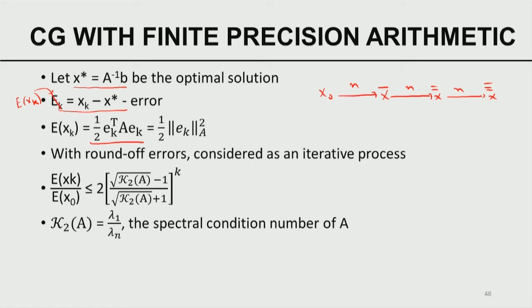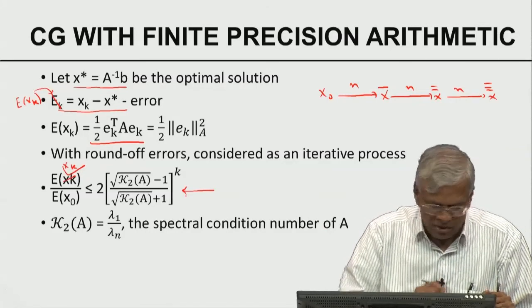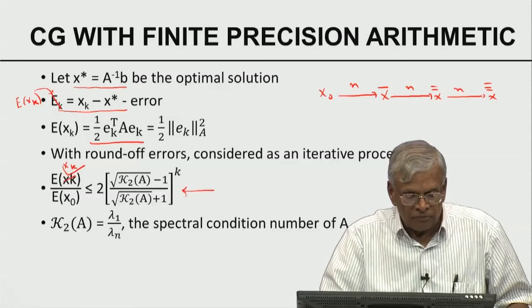It turns out if you consider this as an iterative process, one can find out the ratio of E of X k, this is X sub k, to E of X naught is less than or equal to 2 times a function that depends on kappa, much like the gradient algorithm, where kappa is lambda 1 by lambda n, the spectral condition number. So you can readily see that in the case of finite precision arithmetic, you cannot achieve finite time convergence. It looks as though it is an infinite process. In this case, the convergence rate is given by this expression.